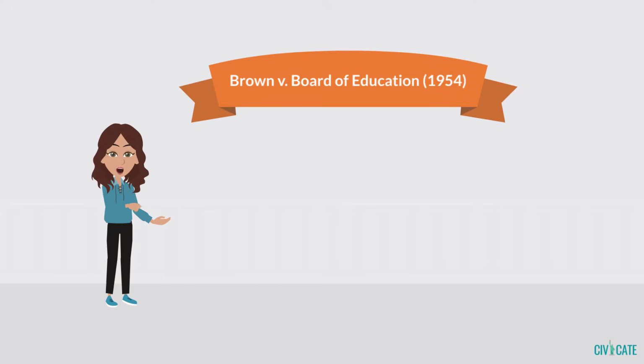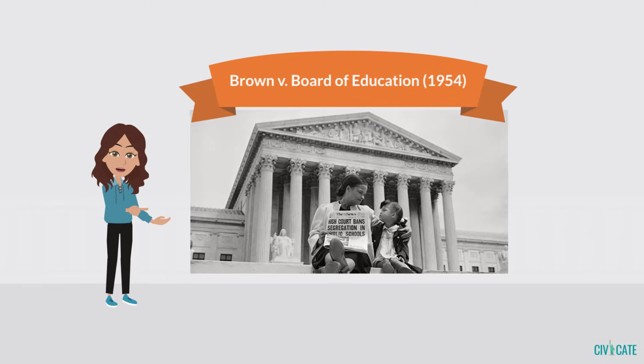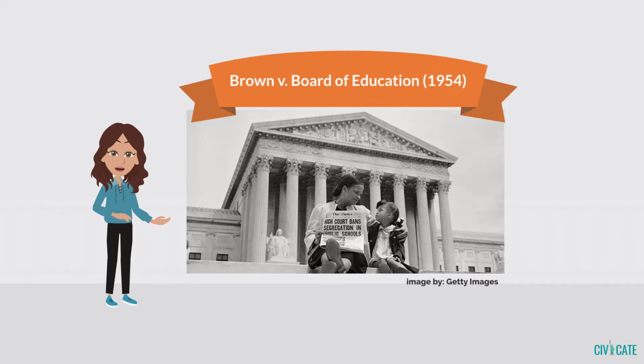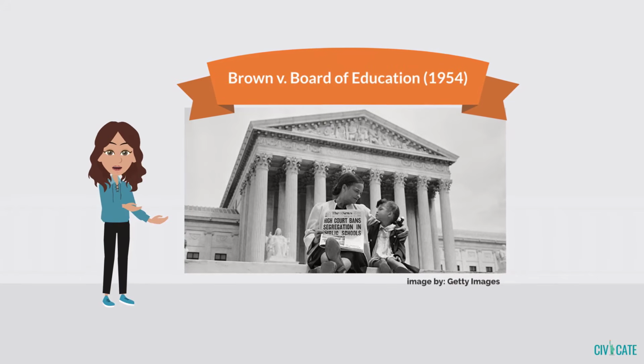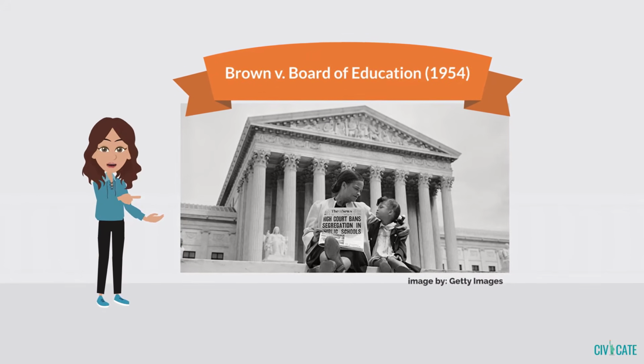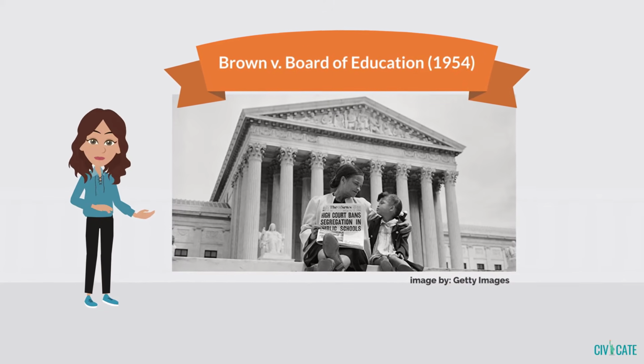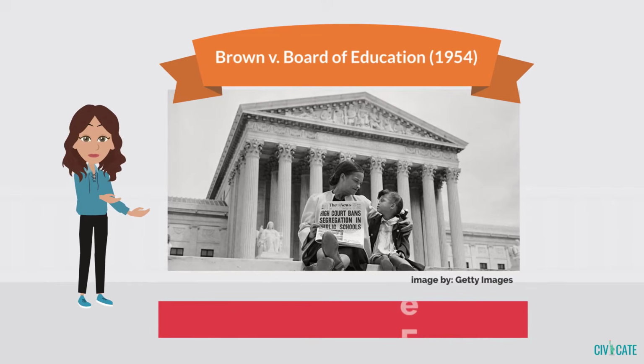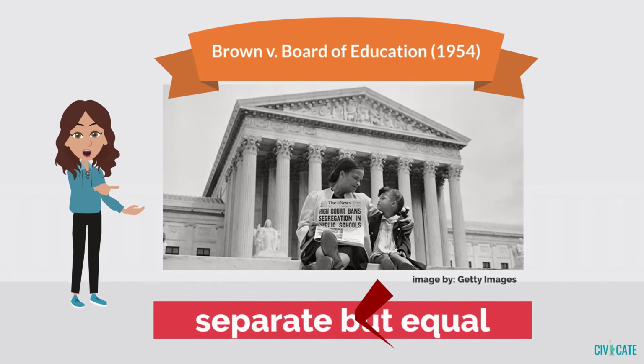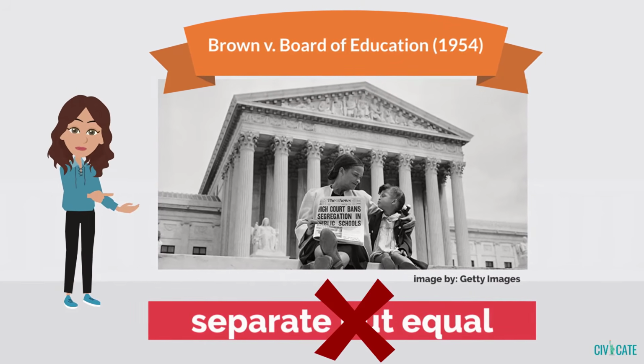Brown v. Board of Education was decided in 1954, and it is one of the most important African American rights cases of all time. A group of black parents felt that their children were not equally protected under the law, since they were not allowed to go to certain public schools because of their race. The Supreme Court decided that separate schools for different races are unequal and dehumanizing.